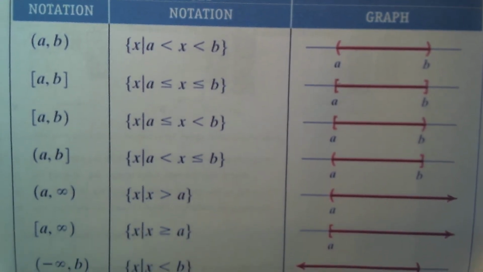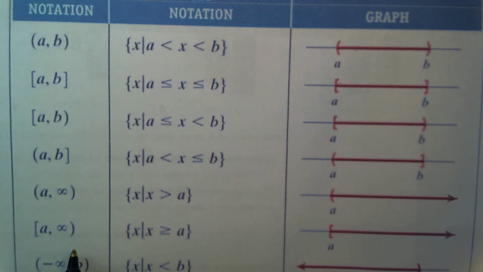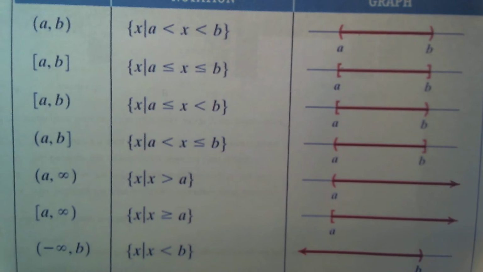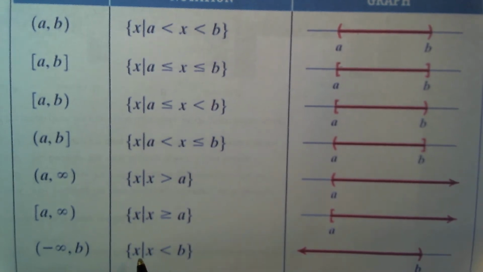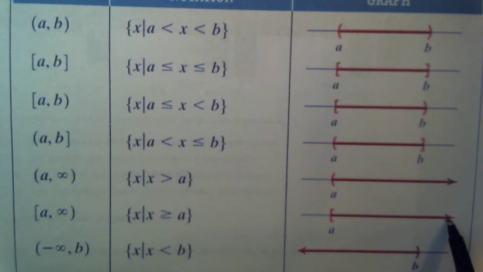Similarly, when we have the endpoint a included, we have a bracket where a is, and then infinity. And by the way, infinity always has a parenthesis. It never has a bracket. And the reason why is that infinity is not a real number, so it cannot be included in the set. So the set notation would say that the set of all x such that x is greater than or equal to a. So a is included. We have a bracket for a, and again the arrow goes all the way out to infinity. That is the symbolism for that.